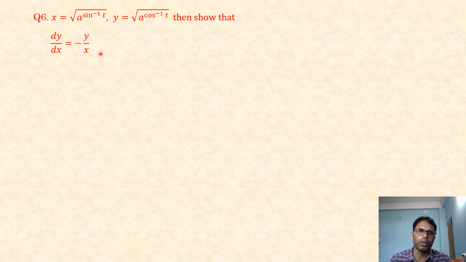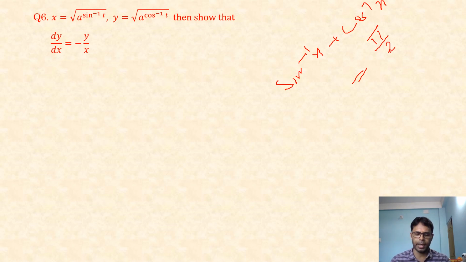Since I am asked to show minus y by x, first of all, from these two given equations, I will try to remove t by using the properties of inverse trigonometric functions. You surely remember the inverse trigonometric function properties; I will use them to remove t here. Let me write a property, have a look once: sin inverse x plus cos inverse x, this result is nothing but pi by 2 only.